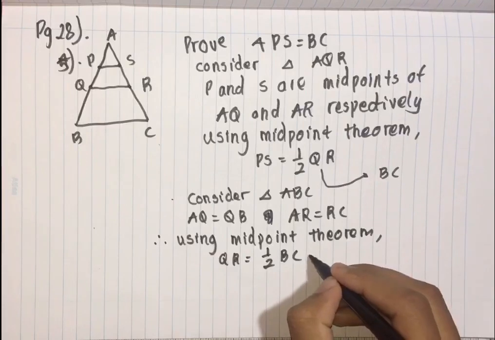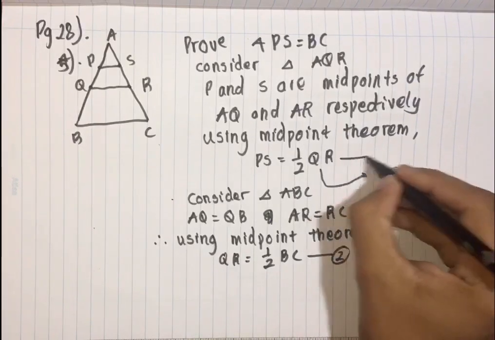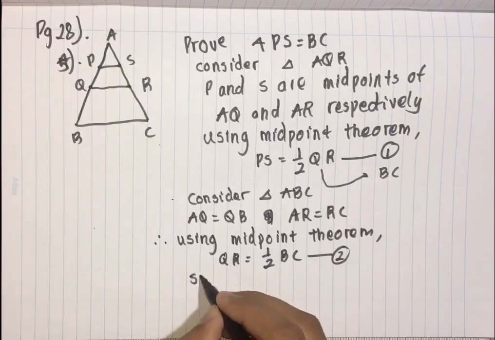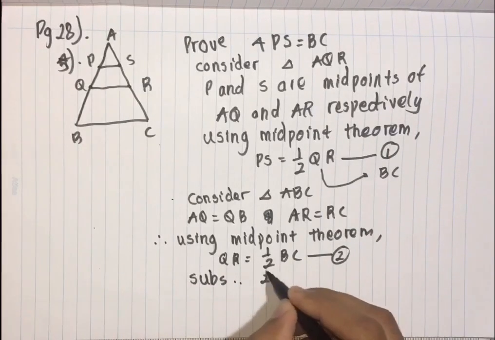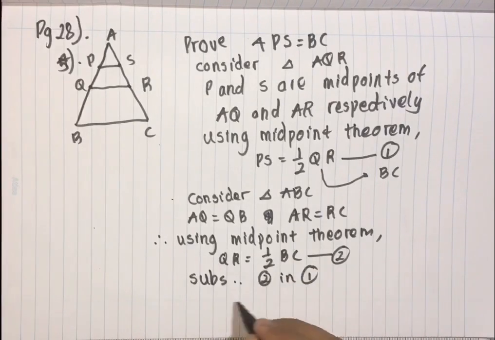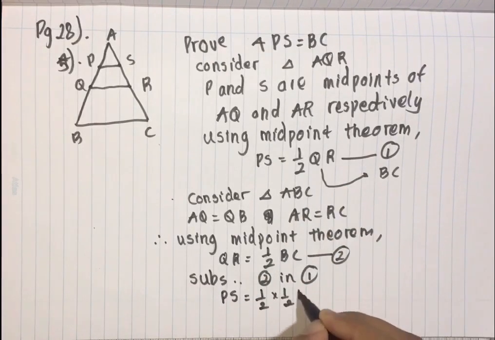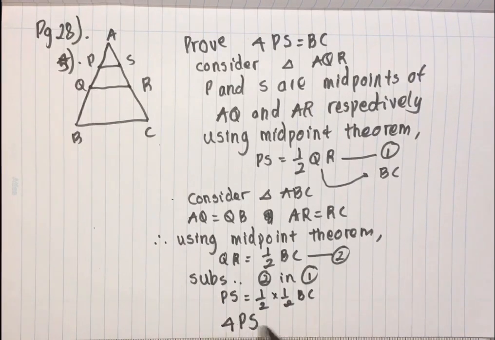Now shall I call this as 2 and then this as 1? Now I am going to substitute 2 in 1. Therefore I have PS is equal to half. How much is QR? That is equal to half BC. If you multiply half and half, it will give you 1 by 4. If you bring 4 this side, that is equal to 4 PS is equal to BC. Is that clear? Okay, so this part is done.